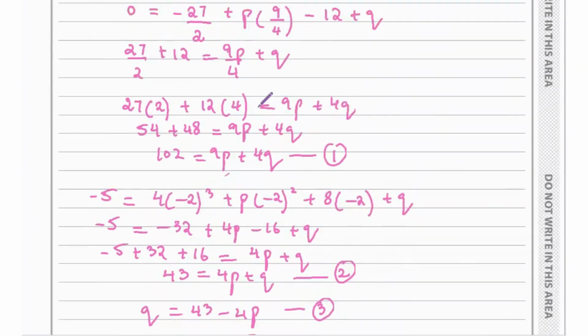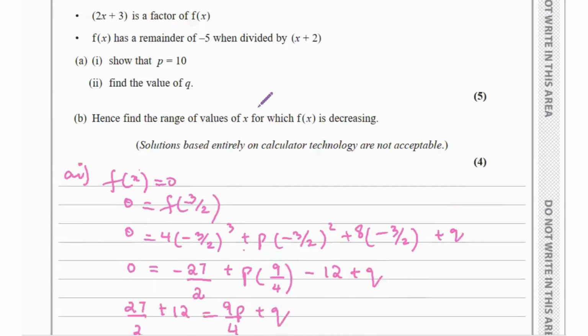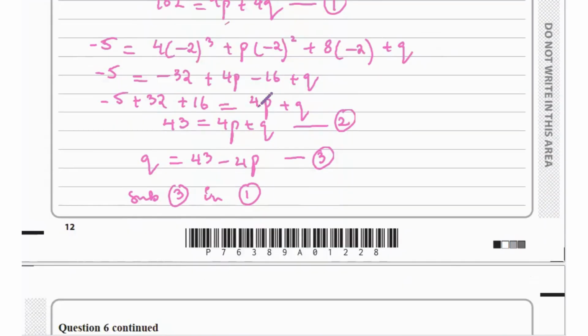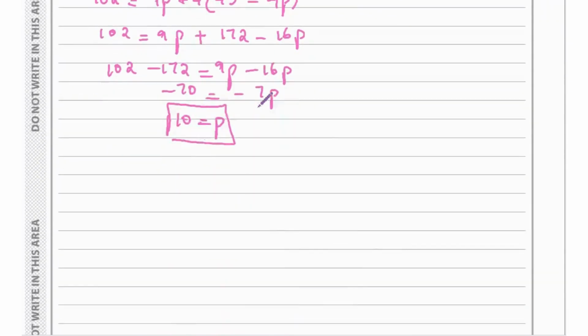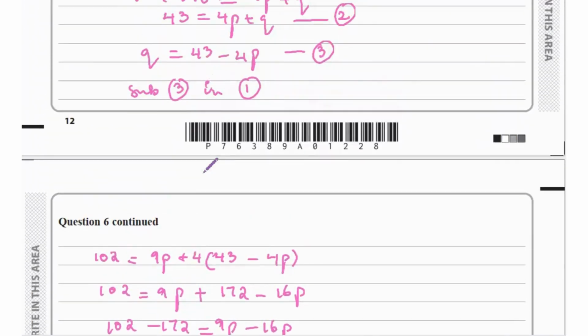Then the question is saying that we need to find the value of q. So to find the value of q, we can just put it back into the third equation where q was 43 minus 4p. That's 43 minus 4 times 10. And that gives us a value of 3 for q. That's your answer.